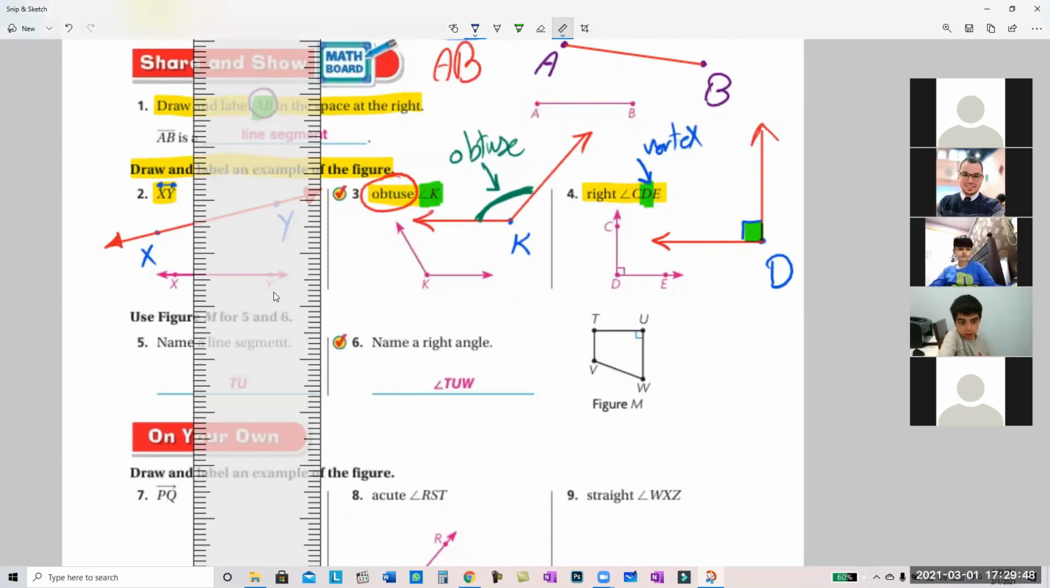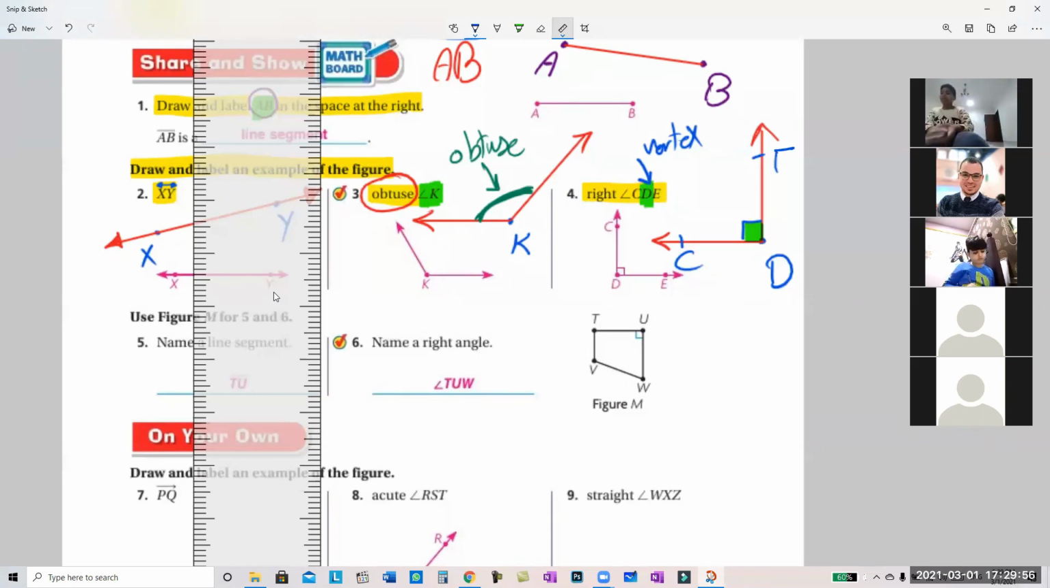Don't forget to label the 2 other points. We have C and we have E. So that's our angle EDC. That's how we can draw an angle.